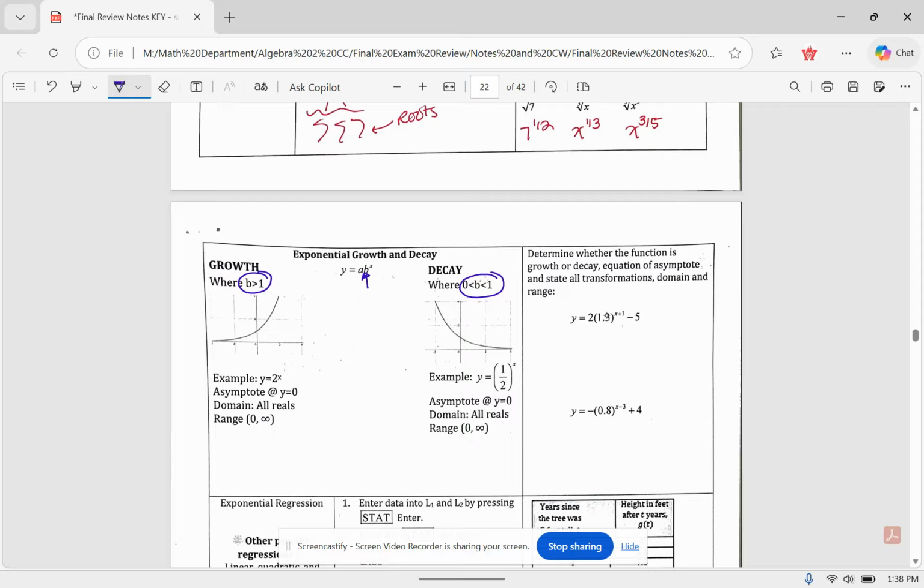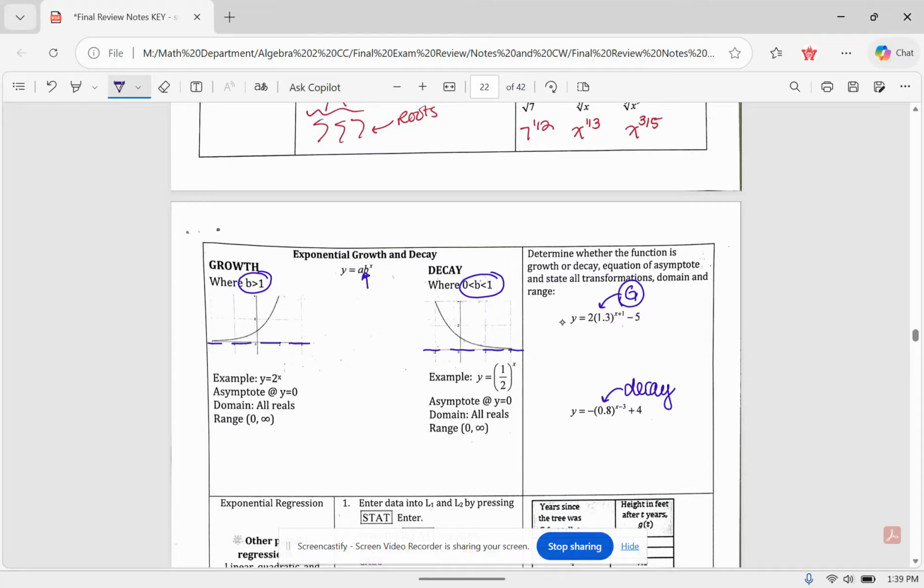So in this first example, I'm noticing that the base is 1.3, which is greater than 1. So that means this is exponential growth. Whereas our second example is 0.8, which is less than 1. So that would be exponential decay. Now each exponential function will always have a horizontal asymptote. It always starts at y equals 0 for your asymptote, and then it can shift up and down depending on the transformations that happen.